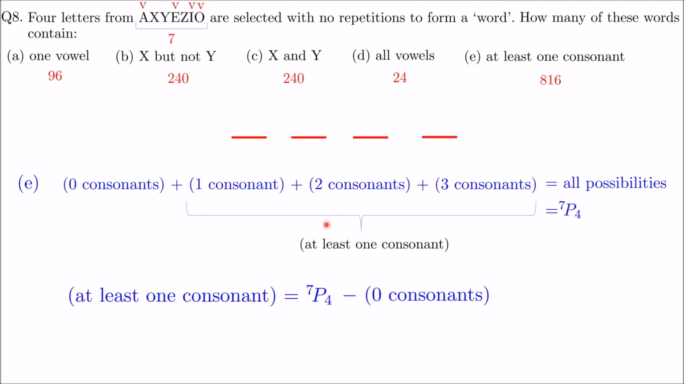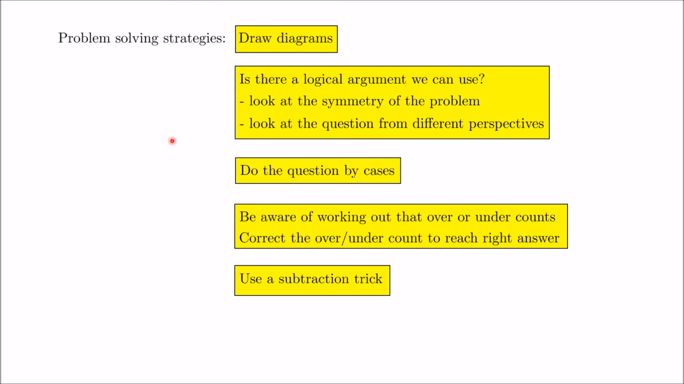So you can see that, going for that equation, at least 1, this bit, is equal to all possibilities minus this bit, the case of 0 consonants. But 0 consonants just means all vowels, so we don't even need to do any more work because all vowels was computed. It was 24 in part D. So the answer is nothing more than this, and it turns out to be 816. Okay, and here's the list of all the problem solving strategies we have seen so far.